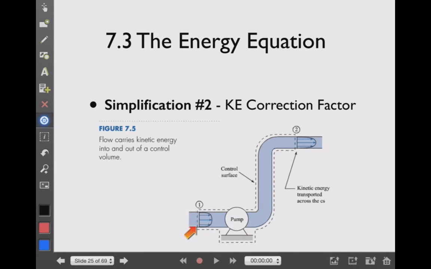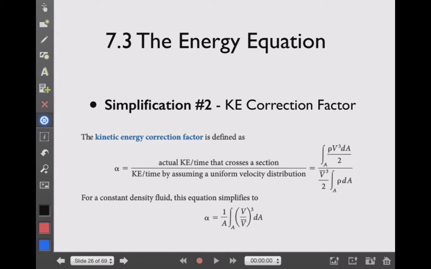The kinetic energy across this control surface is going to be 1/2 m v squared, and the velocity is varying from 0 at the walls to a max in the middle at both locations. So we need a convenient way to deal with kinetic energy going in and out of the control surface. So we introduce a term called the kinetic energy correction factor, which is the actual kinetic energy per time that crosses a section, a control surface. That's what they mean by section. And that's going to be divided by the kinetic energy per time by assuming just a uniform velocity distribution.